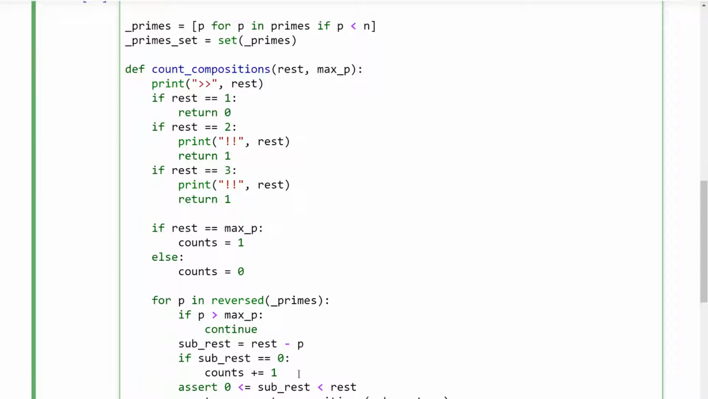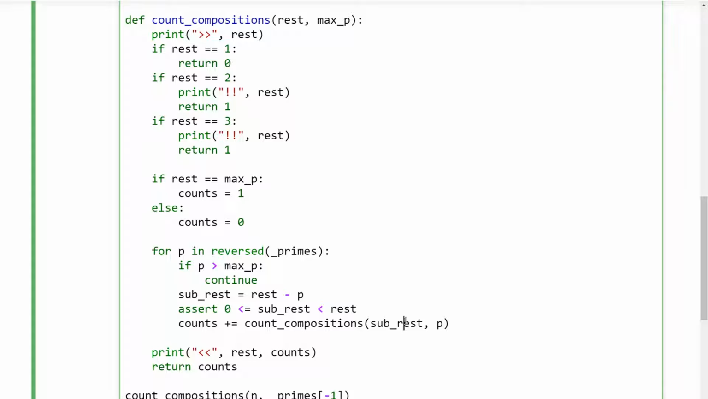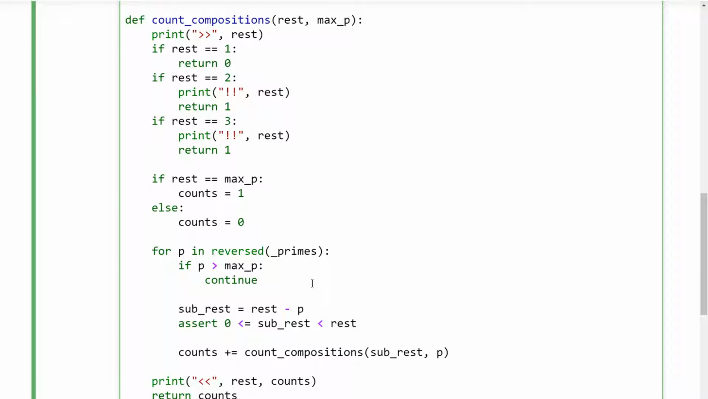And we should never, but we should only recurse if subrest is greater than 0, right? Which is the same as saying, I mean, there's nothing to subdivide if subrest is 0. Okay, so if rest p, continue.